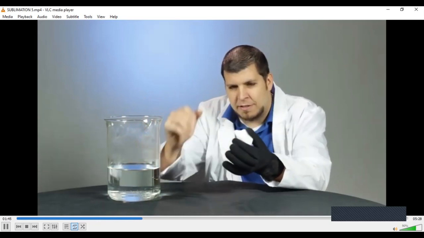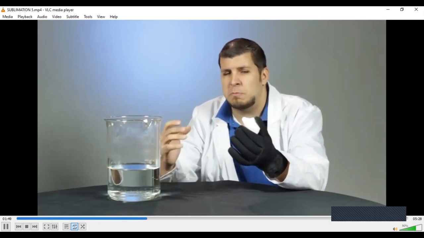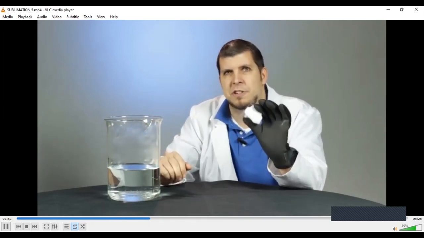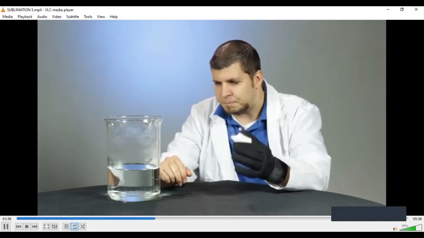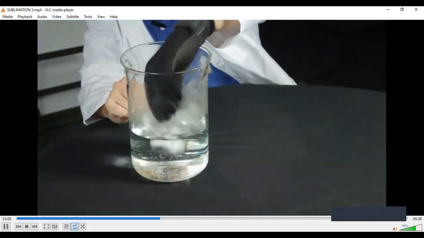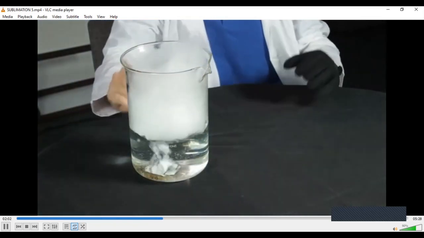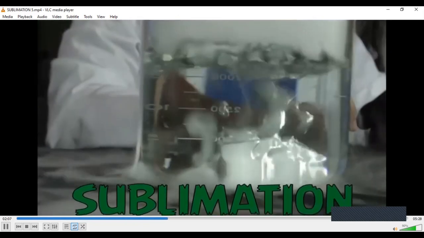Right now you can see a little bit of fog coming off of the dry ice because of the room temperature versus the negative 110 degree temperature of this ice. When I place it in there, immediately you're going to see a very quick reaction. What's happening here is called sublimation.